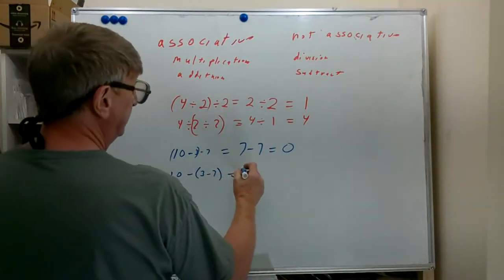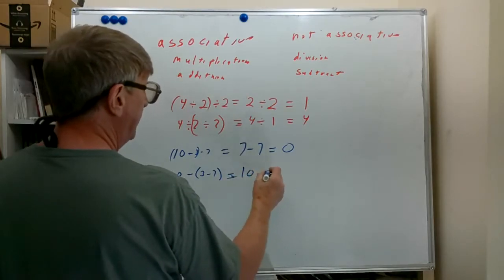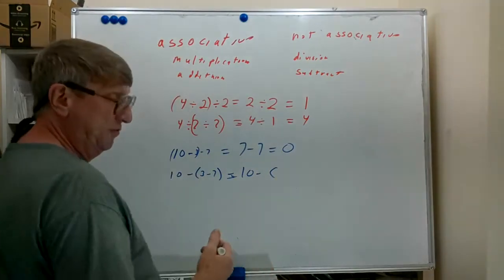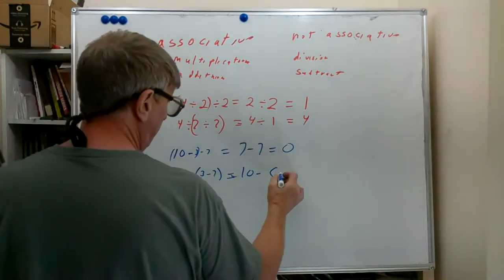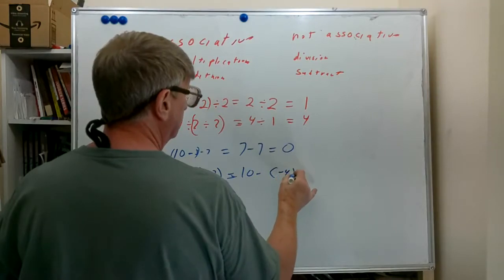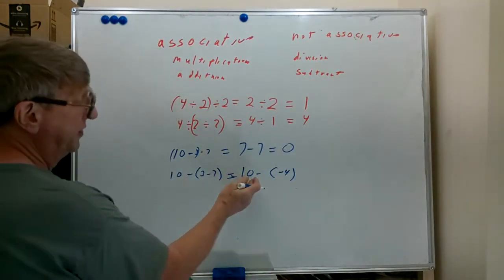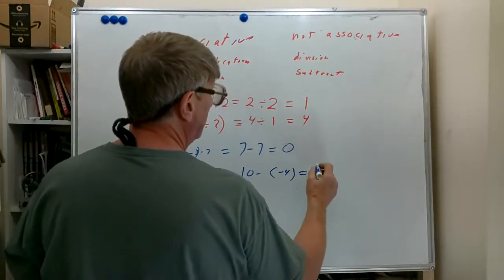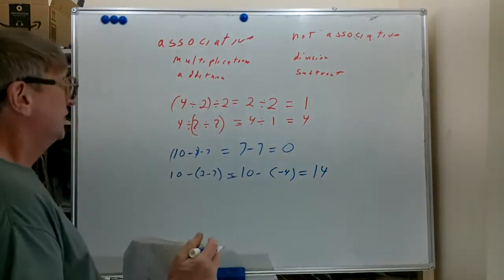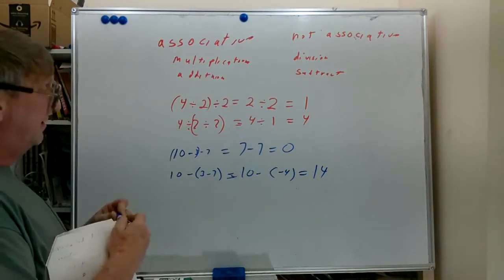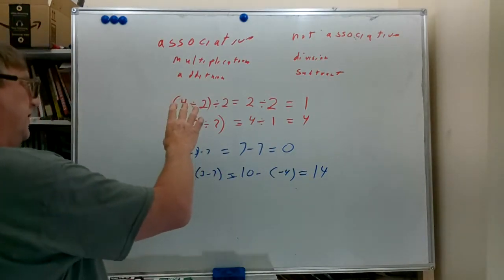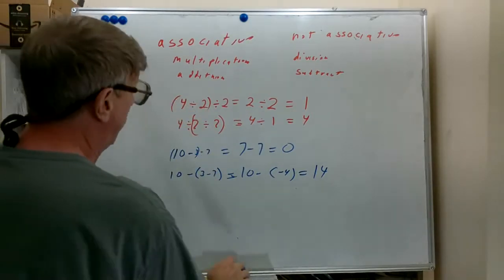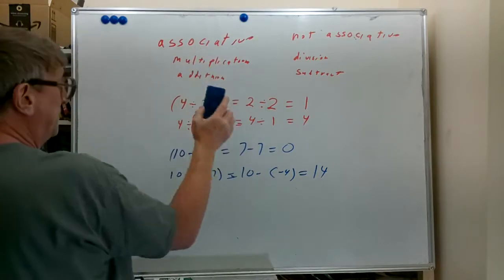Now, 10 minus what's in the parentheses. 3 minus 7 is minus 4. We haven't worked with negative numbers yet in this course, but it's negative 4. And now when we go 10 minus minus 4, that's like going 10 plus 4. That equals 14. So you have to be careful on associating numbers. You don't want to extend the associative property to division or to subtraction, but it's good with multiplication and addition.